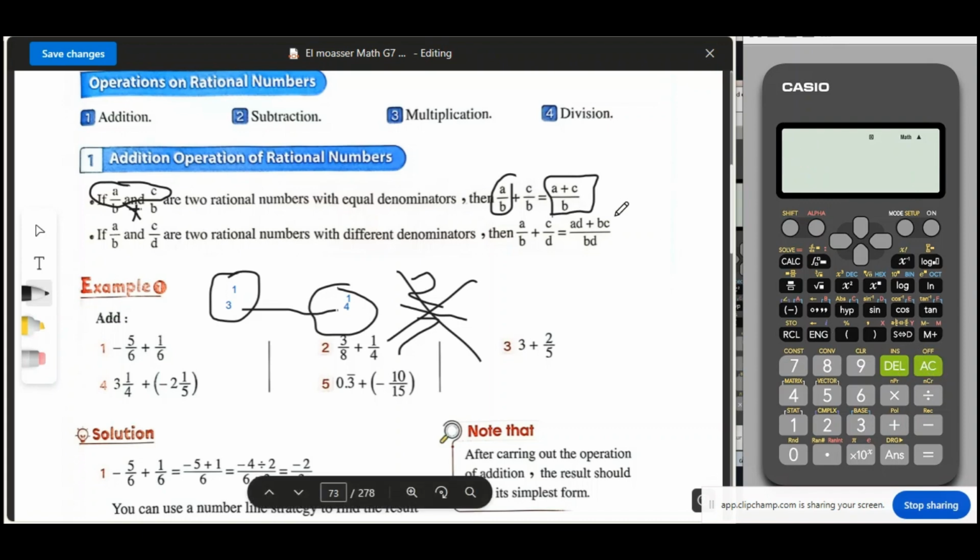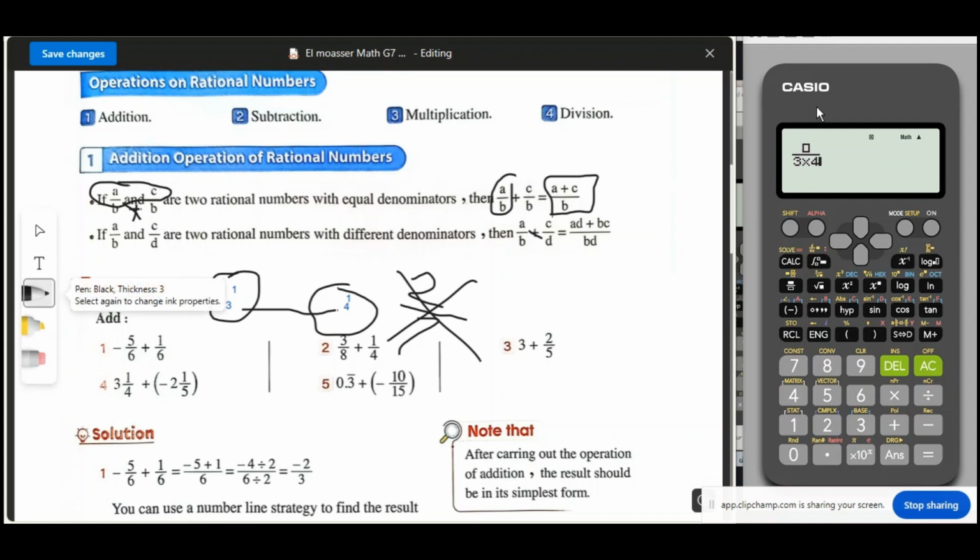Open your fraction. We should get BD. BD here means the 3 and 4, which is multiplication, so 3 times 4. Then we get AD. Now do some cross multiplication. AD is actually 1 and 4, so 1 times 4.